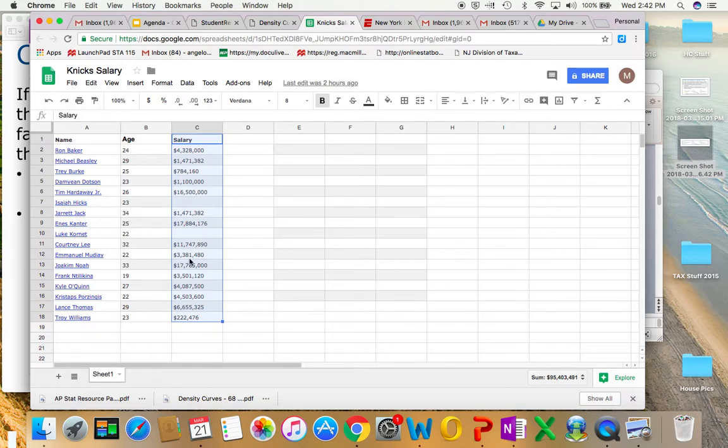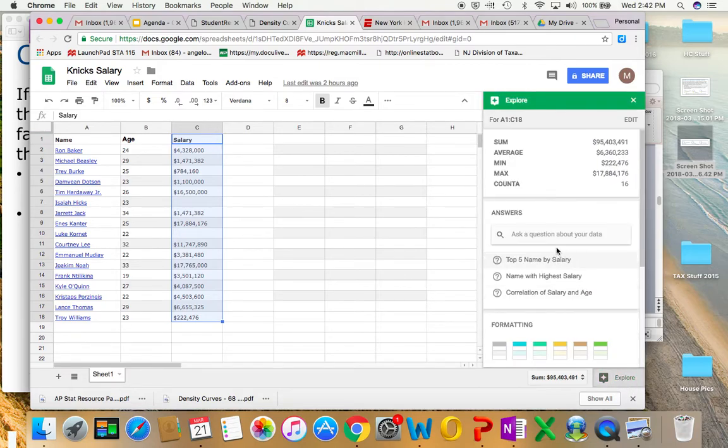Courtney Lee is one of them. Noah is another guy who's earning 17 mil a year. Porzingis, he'll be up there soon enough. As he gets older, he'll earn more money, and those salaries bring up the average, and it's a lot more of an outlier towards the upper end than it is towards the lower end. So it should be skewed right.